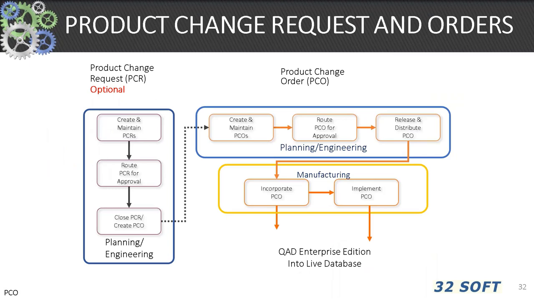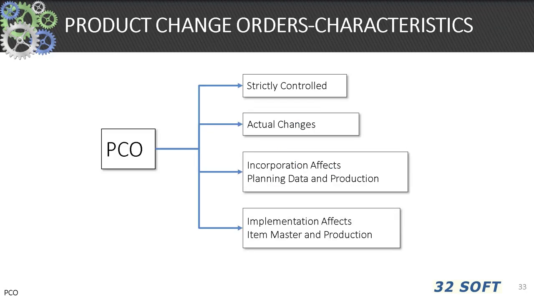So if we look at the two document types together, PCRs and PCOs, as mentioned, a lot of companies simply implement the product change order process. That is, creating a PCO for approval, releasing, planning, incorporation, and implementing the change order. If we consider the characteristics of the product change order, we see that it is a rigorously controlled process.